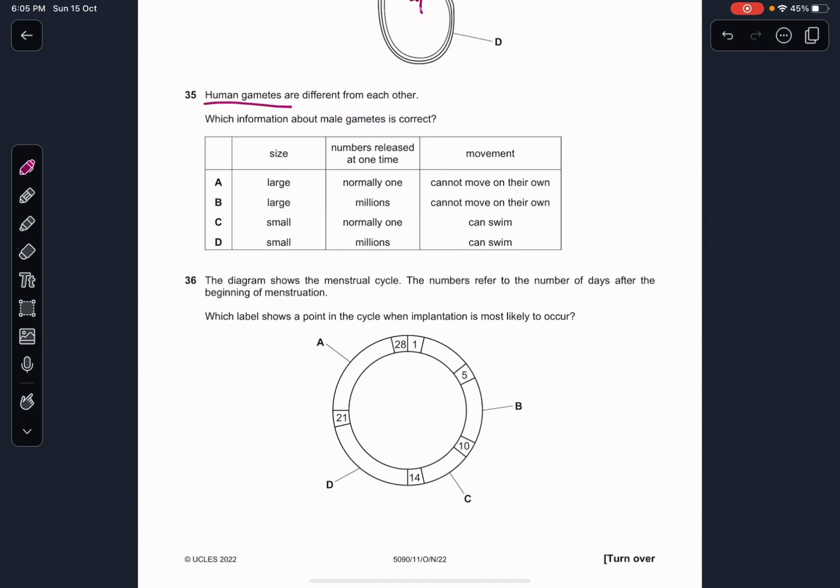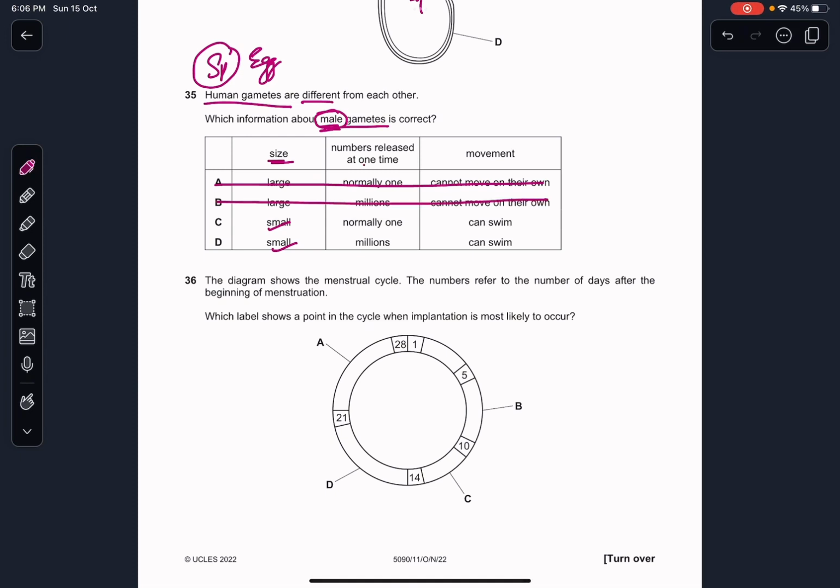Okay, human gametes are different from each other, meaning the sperm and the egg are different from each other. What information about the male gamete is correct? Meaning the sperm is correct. When we talk about the size, the egg is very large in size as compared to the sperm. So the sperm is going to be small. So we're going to cut out A, we're going to cut out B.